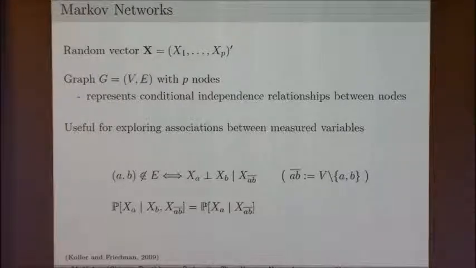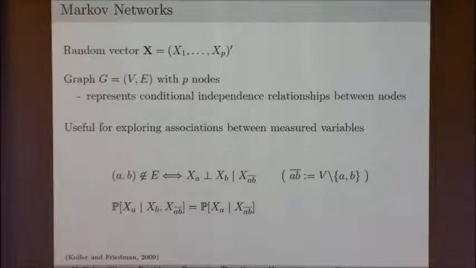Okay, so to start off, a Markov network consists of two things. We have a random vector X and the graph that's associated with this vector. Each node in the graph corresponds to a component of the random vector, and edges in the graph represent conditional independence assumptions. So this is a useful representation of associations between components of this vector. In particular, a missing edge in a graph indicates that two components of the random vector are conditionally independent.